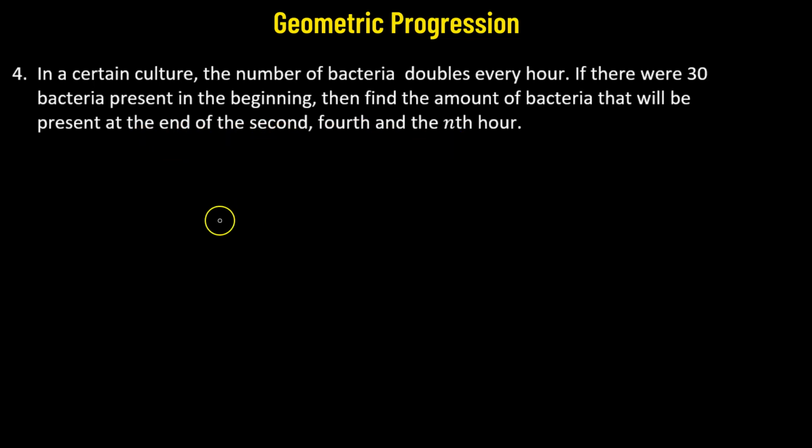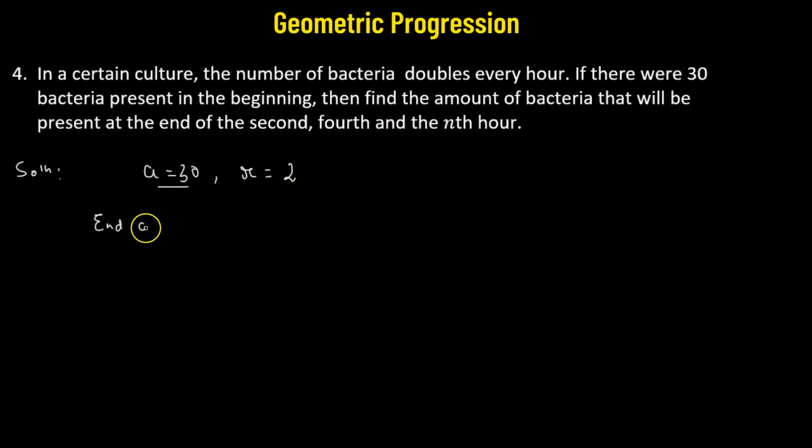Now clearly this means that the number of bacteria at the end of different hours is going to form a GP with a first term of 30, because this is the initial amount of bacteria first present in the culture, and since this is doubling, it is going to have a common ratio of r equals 2. Now we have to find the amount of bacteria present at the end of the second hour.